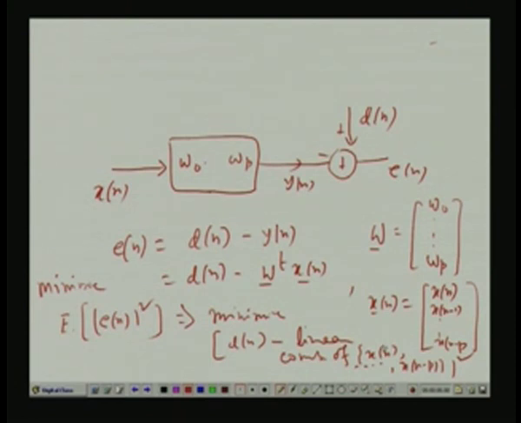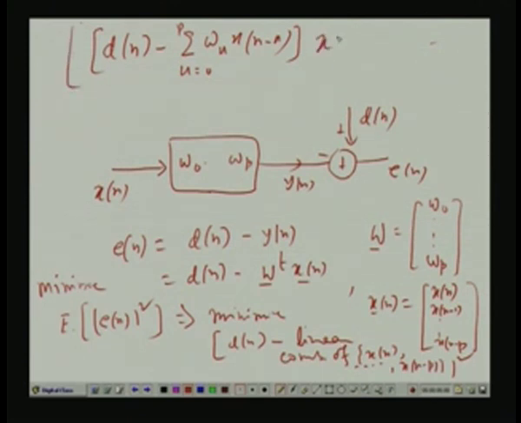So, this linear combination is some coefficient, say w 0 times x n, then w 1 times x n minus 1, up to w p times x n minus p, their summation. There is a coefficient. This error, that is d n minus this, must be orthogonal to whom? To x star n minus i. This should be equal to 0 for i equal to 0, 1, up to p.